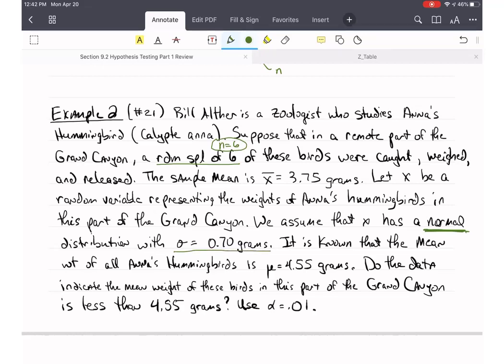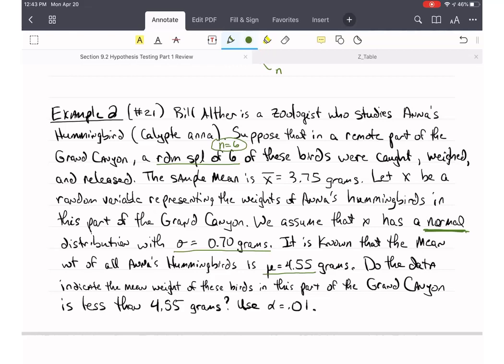It is known that the mean weight, well, it's not really known, because as soon as one bird dies and another is born, or vice versa, this number would change, even if we did have all the birds. And as they eat, each individual bird's weight is going to change. So we don't really know it, but we're assuming that the mean weight of all of Anna's hummingbirds is 4.55 grams. Do the data indicate that the mean weight of these birds in this part of the Grand Canyon is less than 4.55 grams? Use alpha equals 0.01.